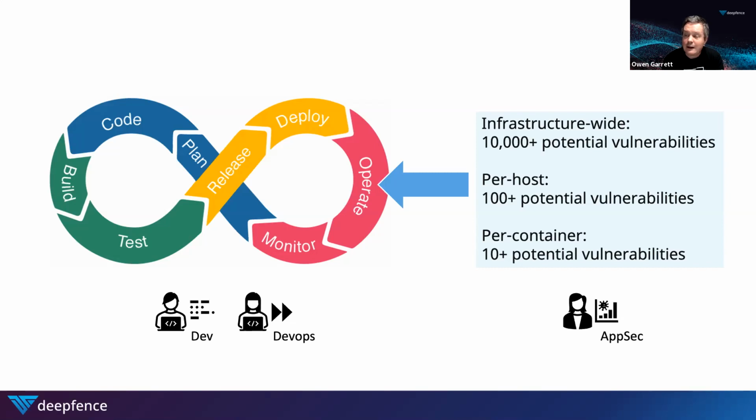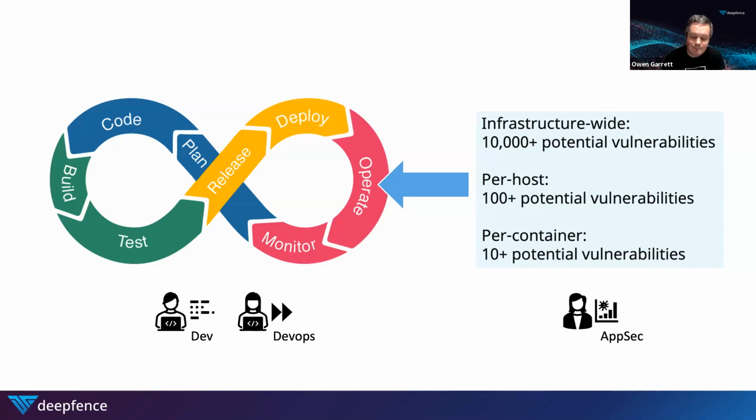identifying, typically amongst the users that we talk to, tens of thousands of potential vulnerabilities across an entire infrastructure. On individual hosts, hundreds or more potentially exploitable vulnerabilities from weak dependencies and potentially compromisable software packages, 100 or more on each individual host. And with thousands or tens of thousands of containers running in production, each of those containers having a number of potential vulnerabilities.